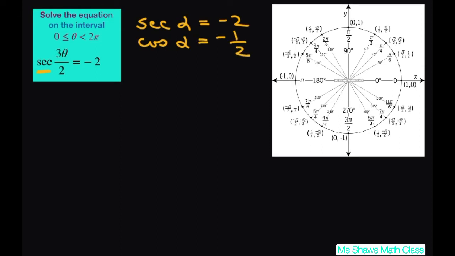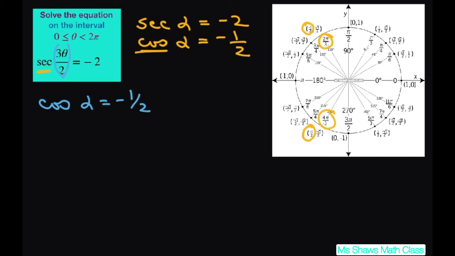I'm going to rewrite this as cosine, because cosine is a lot easier to remember and secant is a little harder. So we're going to write this as cosine, and this is going to be my alpha, equals -1/2. And if you look at that, we're looking for where our x is -1/2. And so our x is -1/2 at 2 pi divided by 3, and x is -1/2 at 4 pi divided by 3.